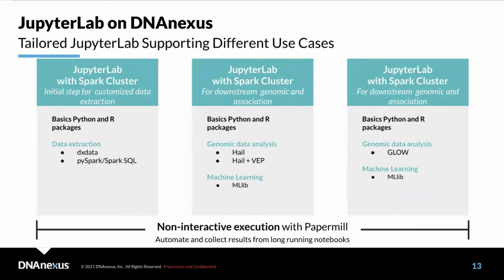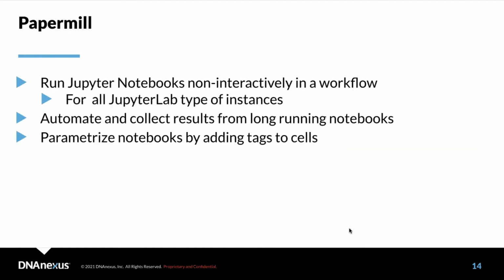Here are the use cases for Spark JupyterLab, for example customized cohort querying of data using DXData or PySpark or Spark SQL. Or if you want to do some more advanced scalable genomics, you can use Hail or Glow. And for all of the use cases you can use non-interactive execution with Papermill. Papermill is a very interesting tool for automating your Jupyter notebooks and running them non-interactively.